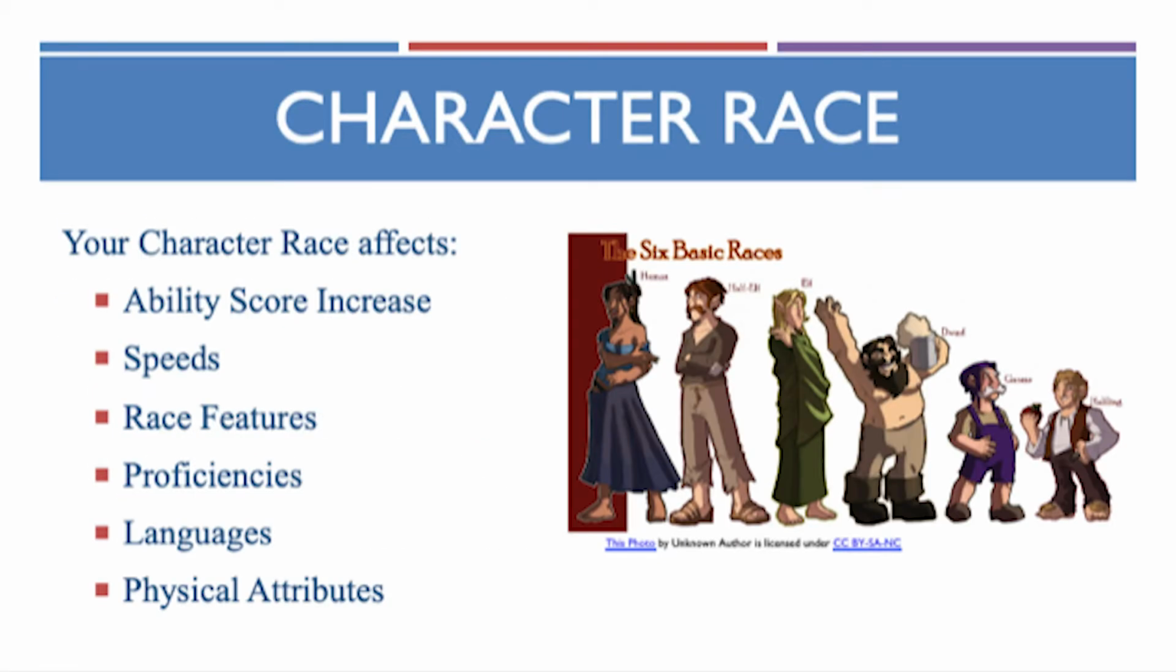Your character's race affects their ability score increase, their speeds, race features, proficiencies, languages, and physical attributes. Each race increases one score by 2 and another by 1. Depending on your race, you may get a climbing, swimming, or flying speed in addition to your walking speed.